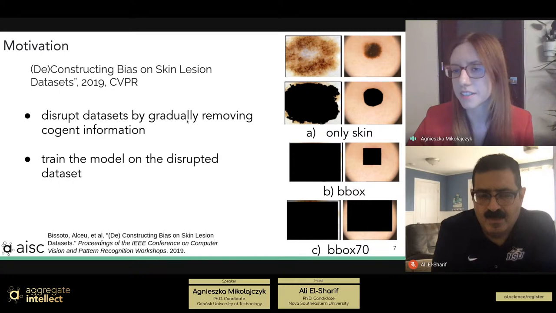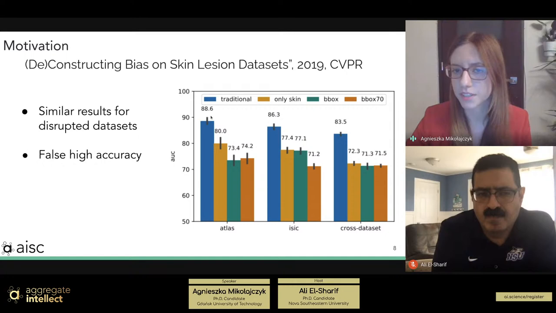because at first they achieved around 88%, and after covering lesions with the segmentation mask, they achieved 80% accuracy.